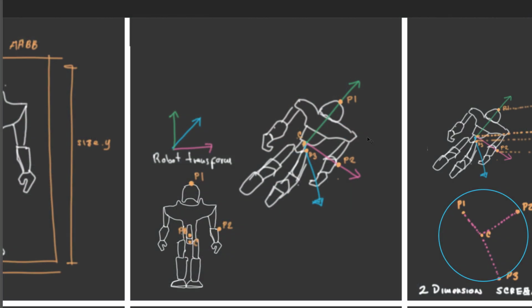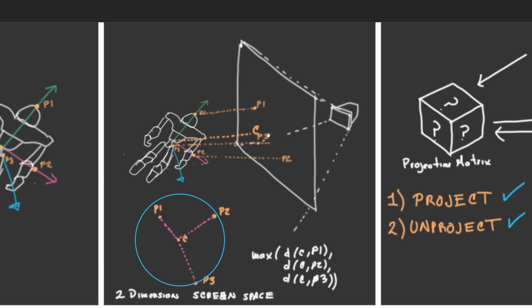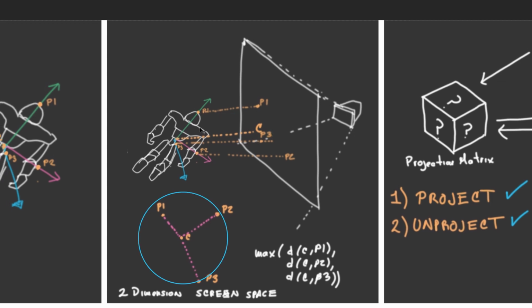In this drawing, you can see the projection of the points on the screen. I project the center as well as the 3 remaining vectors, and then I get the maximum distance from the center of each of 3 points. And with that, I draw the circle on the screen.